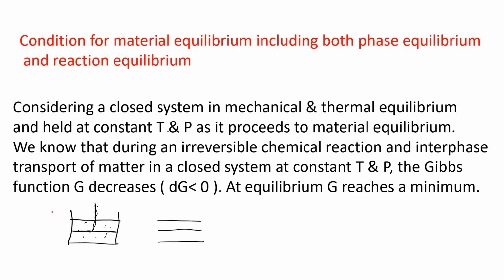That is what is written here. Considering a closed system in mechanical and thermal equilibrium and held at constant temperature and pressure as it proceeds to material equilibrium, we know that during an irreversible chemical reaction and interface transport of matter in a closed system at constant temperature and pressure, the Gibbs function G decreases. So dG is less than 0 as it is occurring, and at equilibrium G reaches its minimum.